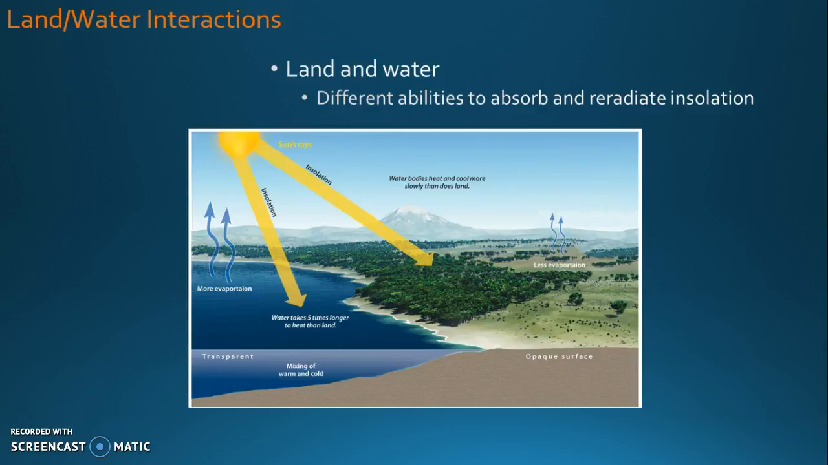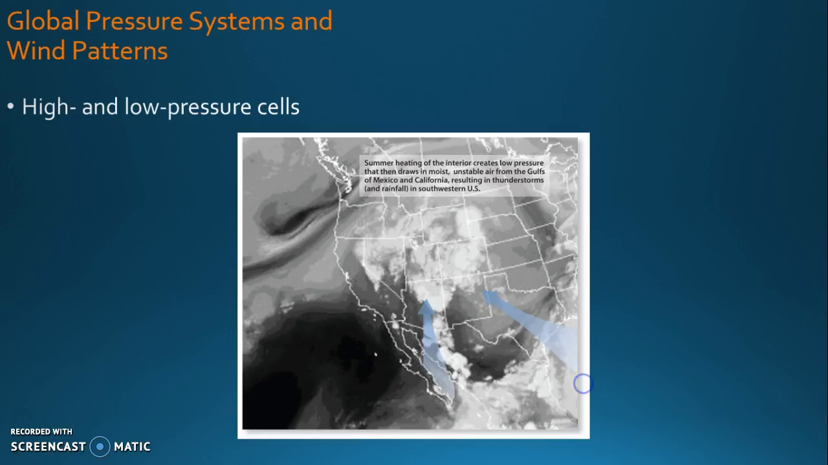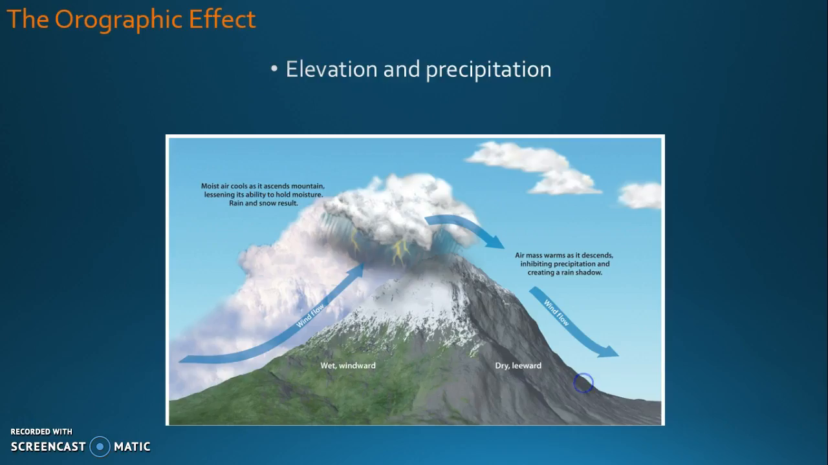As I said, places close to the water tend to have milder climates just because water takes longer to cool and longer to warm up than land. Pressure cells, all that means is wind flows from places that have high pressure to places that have low pressure. So this helps create wind movement, and again, that helps redistribute heat throughout the planet.